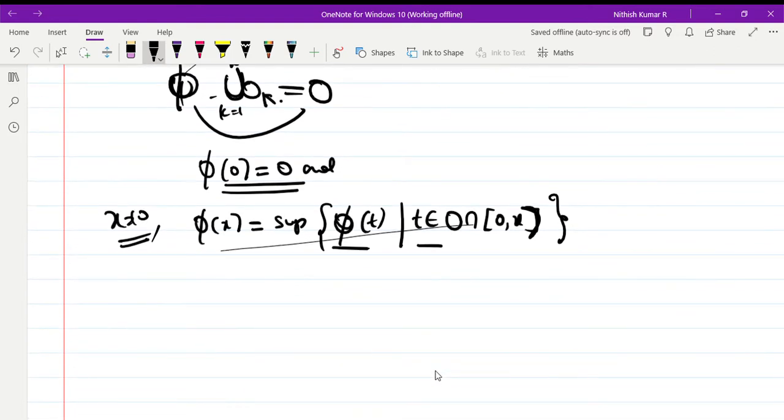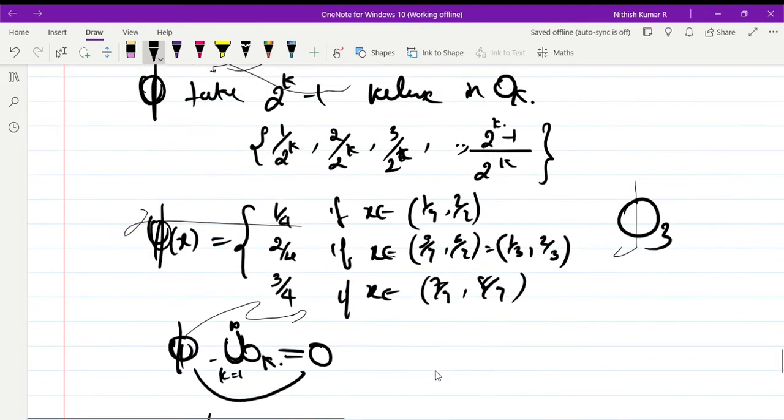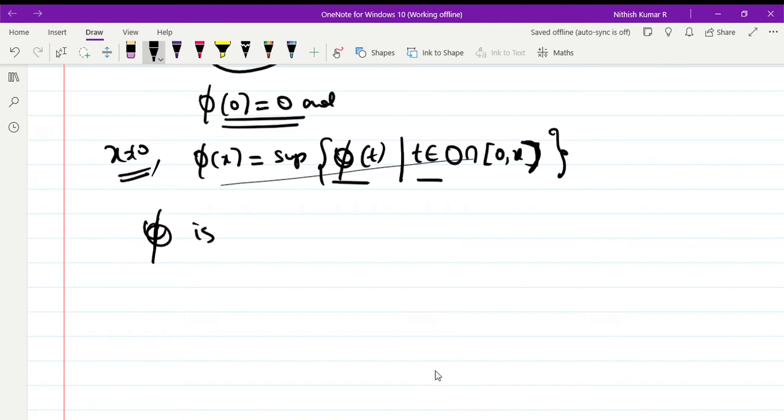Now see this, clearly this phi is 1 by 4, it is 2 by 4, it is 3 by 4. So if you observe my function, phi is increasing on each of the intervals. Moreover, this phi is increasing on O. Its extension is also extended to the closed interval [0, 1] using again O. So it's increasing not only on O, it's also increasing on the closed interval [0, 1].